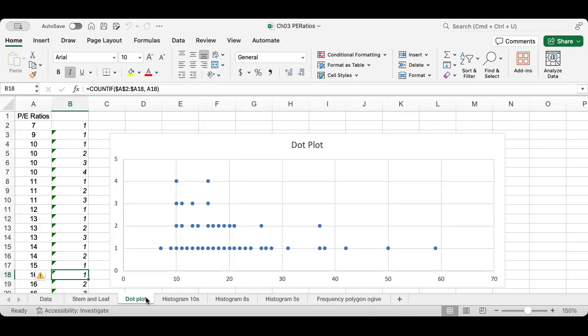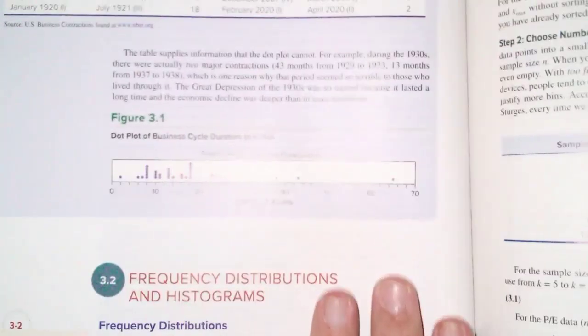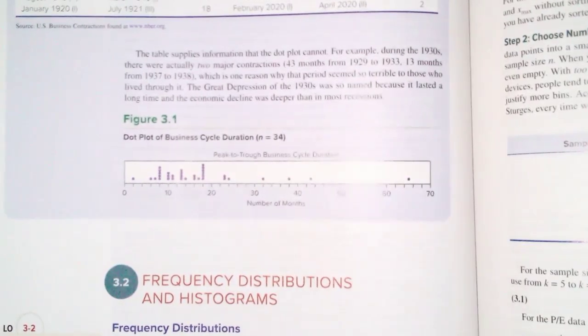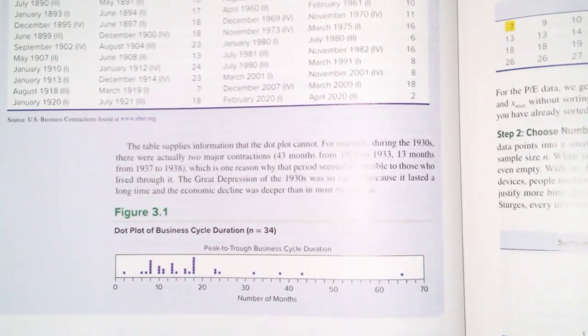On page 58 in our text, there's a dot plot regarding business cycles. It's showing the length of a business cycle, which they declare to be the distance from a boom to a bust. So how long is a given recession?